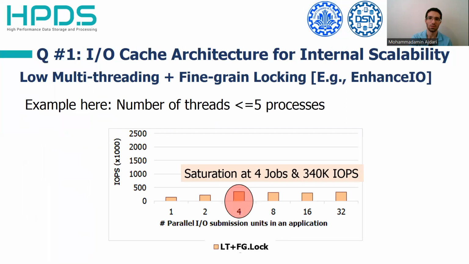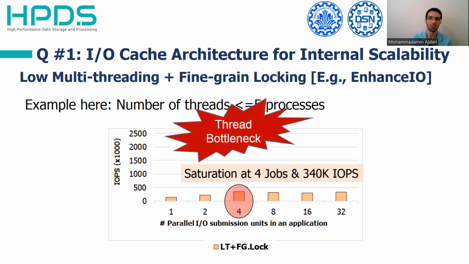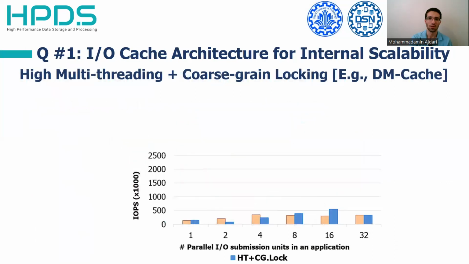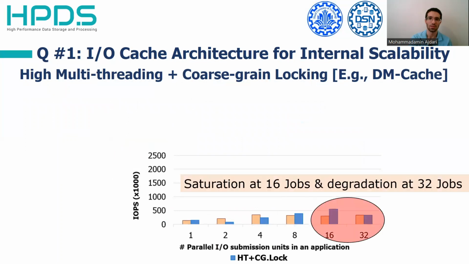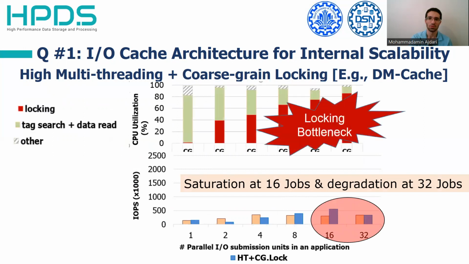For an architecture with low multi-threading and fine-grained locks, as the number of IO submitting jobs increases, the cache performance is saturated with only 4 jobs at around 340 kilo IOPS. This bottleneck is due to lack of parallel threads. For the architecture with many threads but coarse-grained locks, the performance is slightly better, but it still saturates at 16 jobs and even degrades with more jobs. Our CPU profiling shows a significant increase of spin lock overheads is the source of such performance bottleneck.